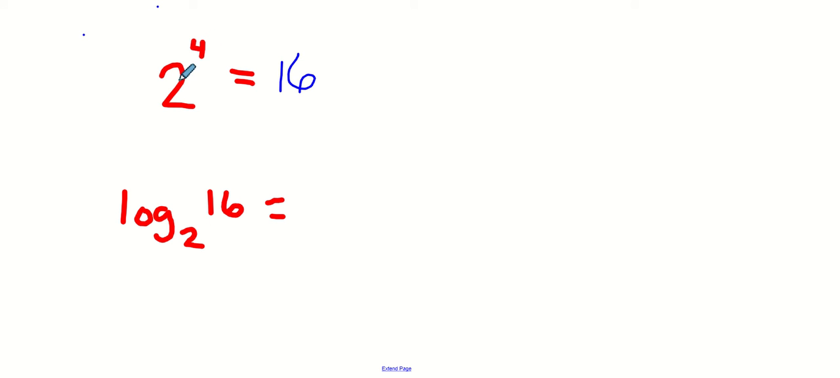Well, we just did this up here. 2 to the fourth power gives me 16. So in a log, it's asking for the exponent. Whereas here, I raise it to the exponent and get the answer. So this is saying 2 to what power gives me 16? 4. So it's kind of the opposite of raising something to a power. And I'll show you a few examples to help bring this home.